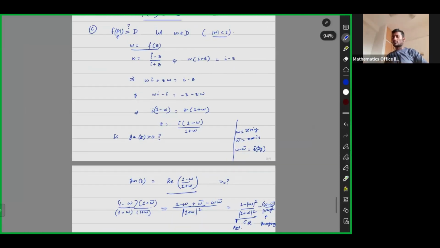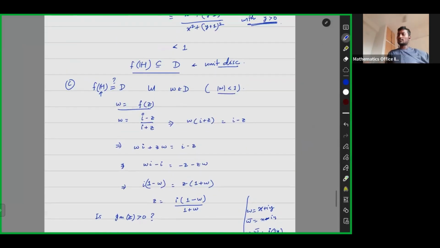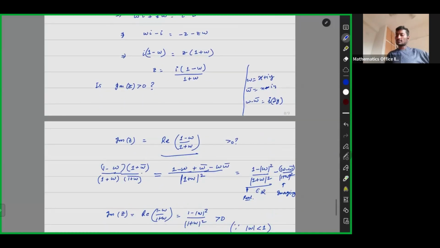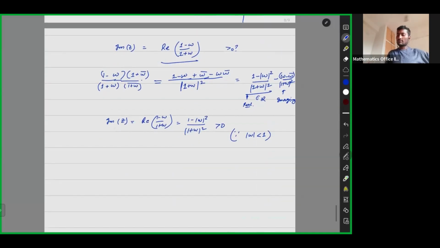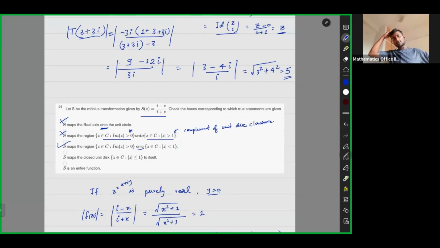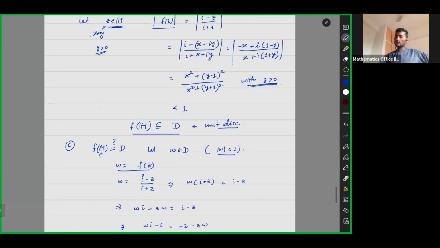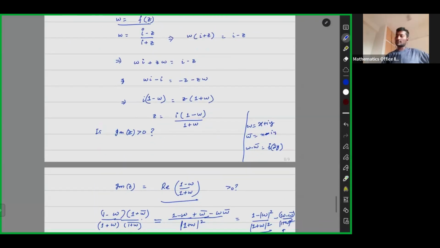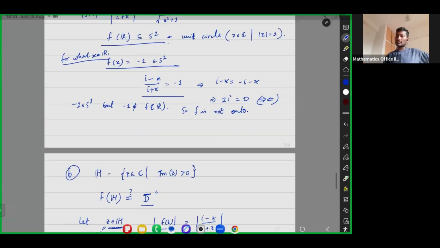So do you understand till now what happens? We took some w, and we want z such that f of z is equal to w. Then we have seen that yes, there exists a z with imaginary part positive. So this implies there exists z inside H, that is, imaginary part of z positive, such that f of z is equal to w. Done. So this is an onto function, so this option is correct. If you don't understand, this PDF will be available on the website. You can check it once more.